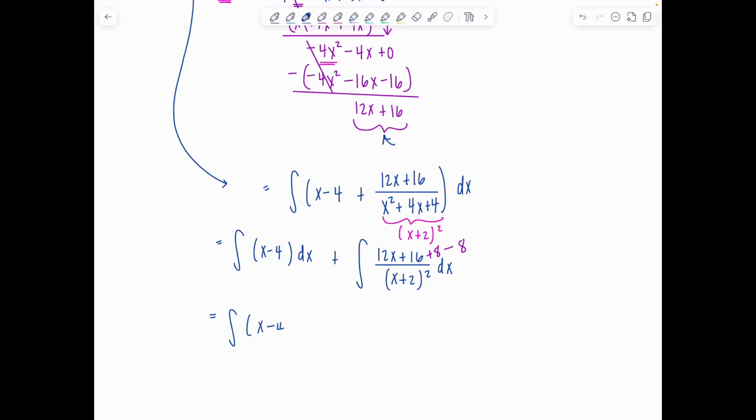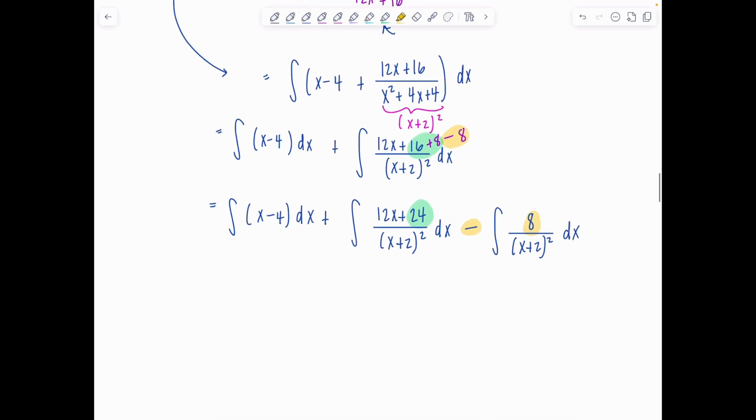Integral of x minus 4 dx plus, now this is 12x plus 24 over x plus 2 squared dx, minus 8 over x plus 2 squared dx. Are we all right? So this 16 plus 8 is the 24 here, and then this minus 8 is over here. All right, we've got 3 little integrals. You can knock them out all at once, but I'll just break it down and do them separately for you, okay? Everyone's probably at a different place in their math journey.